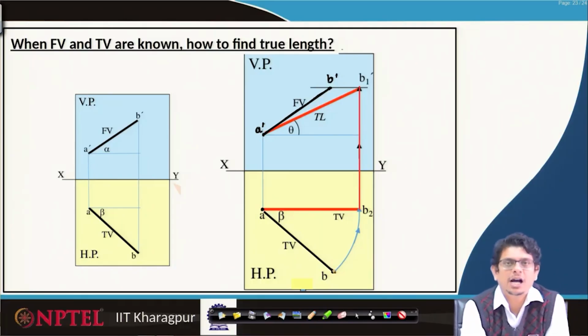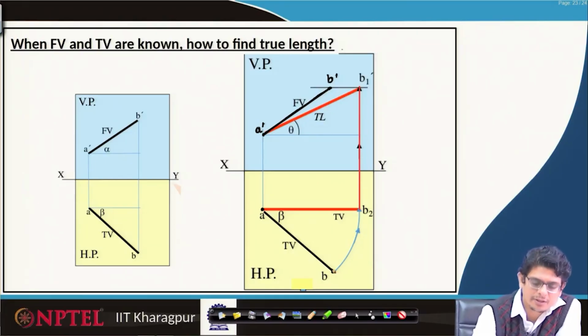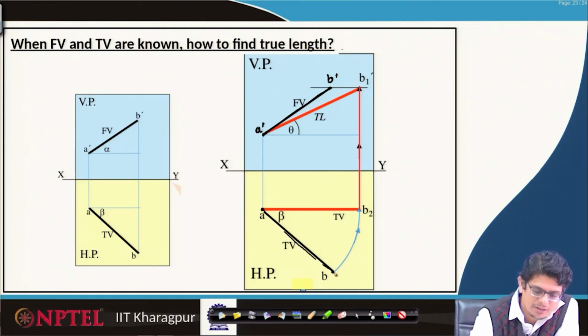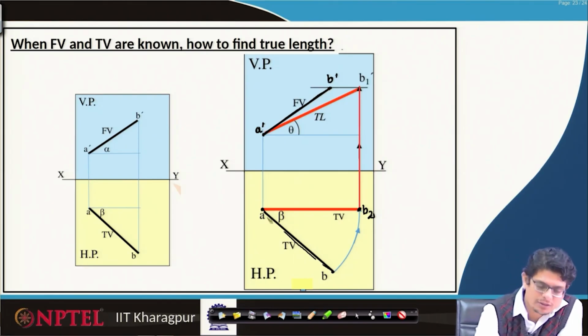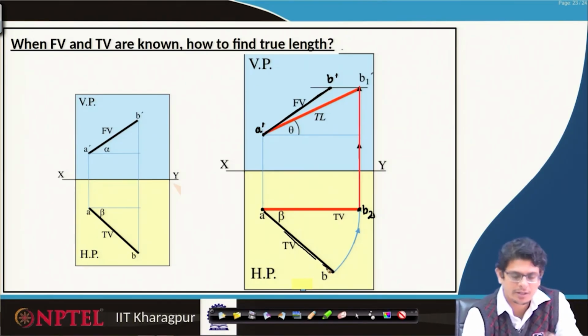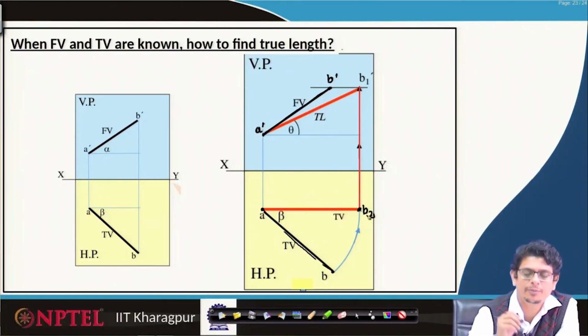If that is the case, how we are going to construct a true length is, use AB, rotate it such that we construct the B2 line. AB is apparent, A prime, B prime is also apparent. Somehow we have already constructed A prime, B prime and AB. Once we know, use AB, project it back onto the horizontal plane to locate B2.